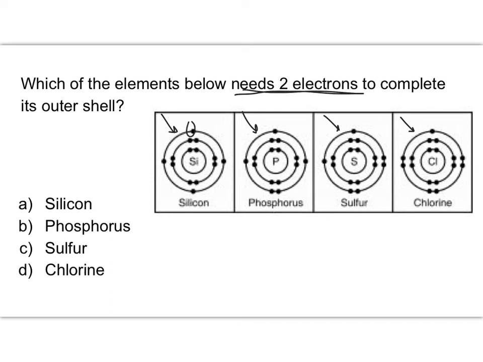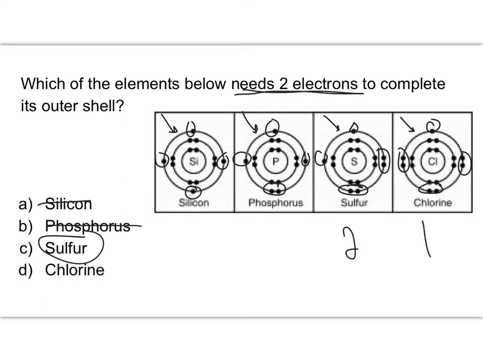So silicon has 1, 2, 3, 4, so that's not it. Phosphorus has 1, 2, 3, 4, 5, that's not it. Sulfur has 1, 2, 3, 4, 5, 6. Okay, so sulfur is the one that needs 2 more electrons. And then if we look at chlorine, just to finish it out, this has 1, 2, 3, 4, 5, 6, 7. So chlorine would need 1, sulfur needs 2, phosphorus needs 3, and silicon would need 4. So the correct answer here was sulfur.